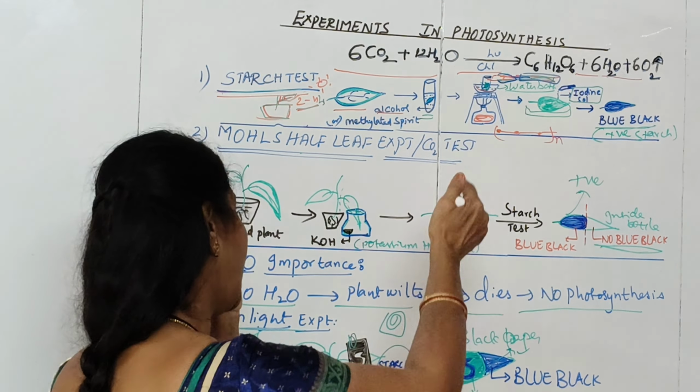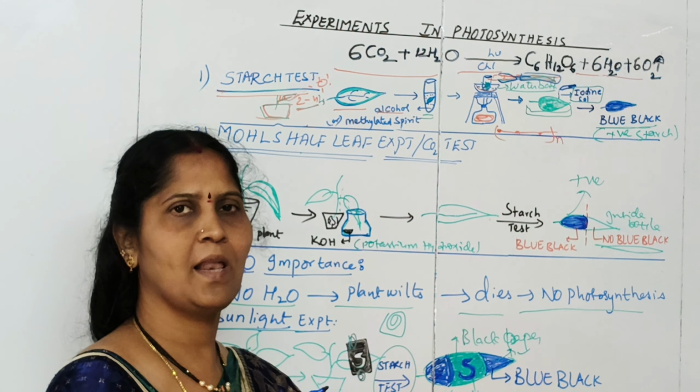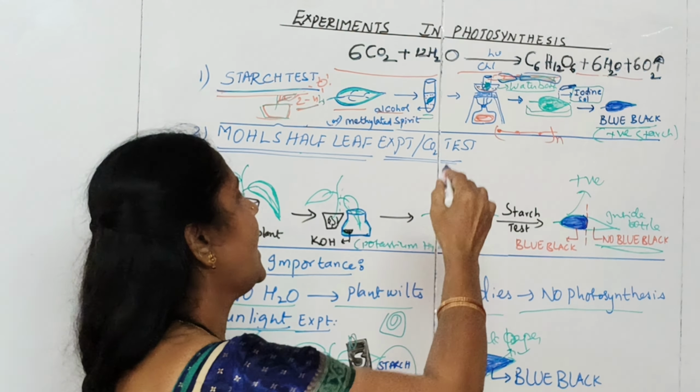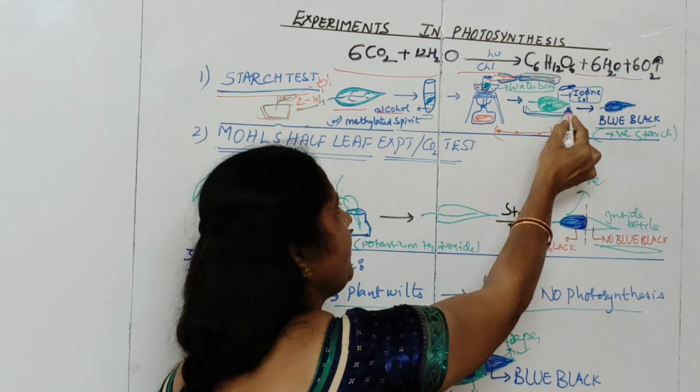So to avoid all these problems, we use a water bath in which you keep the test tube with the help of the test tube holder, and after heating for a few minutes, you take out the leaf and take it in a small petri dish.